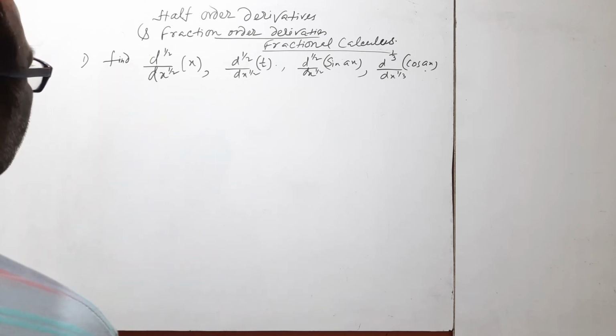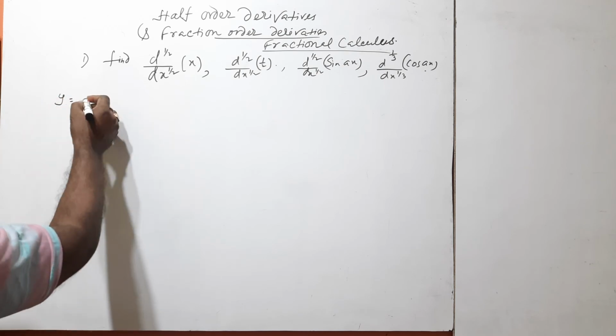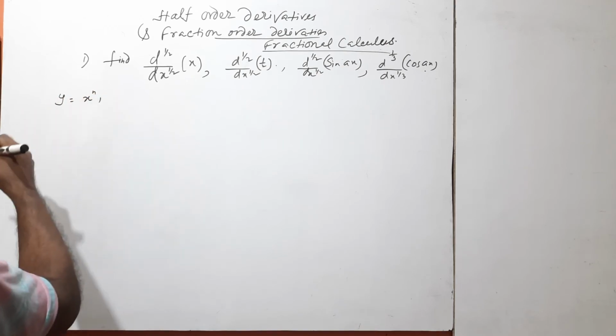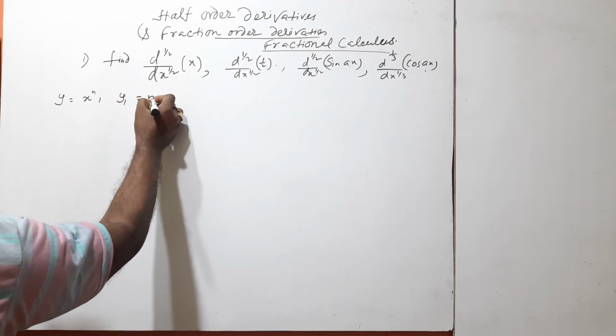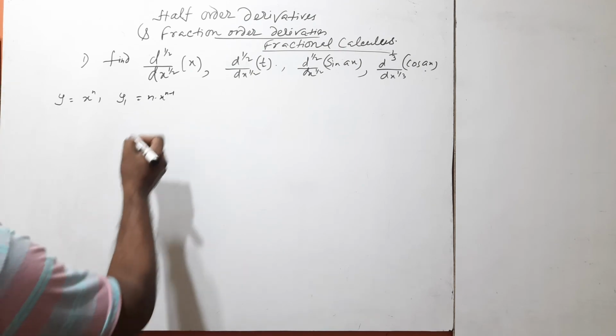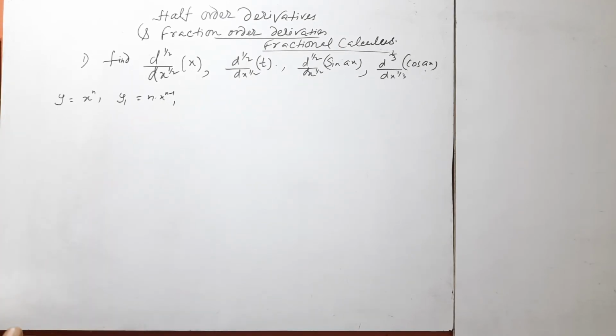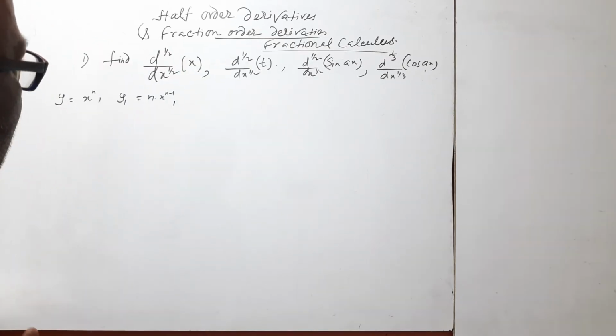Let us assume a function y is equal to x to the power n. If we differentiate, that is y1, and that would be n into x to the power n minus 1. First I am showing this derivative for the integer cases, but when it is a fraction, is it possible or not? We have to show this theorem.